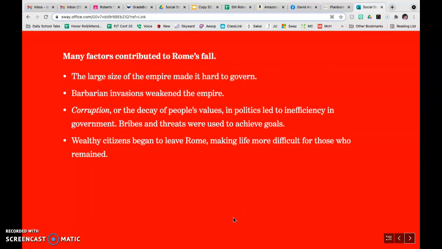So the large size of the empire, we established, made the empire hard to govern. And these are all factors that would have contributed to Rome's fall. So it was too large to govern. We've got the barbarian invasions, which weakened the empire. You had corruption, which is a decay of people's values and politics, which led to inefficiency in government. Bribes and threats were often used to achieve goals, so you had a crumbling from within. You had wealthy citizens that began to leave Rome. This made life more difficult for those who remained. So, too large to govern, barbarian invasions, corruption from within, and the wealthy people started to leave.